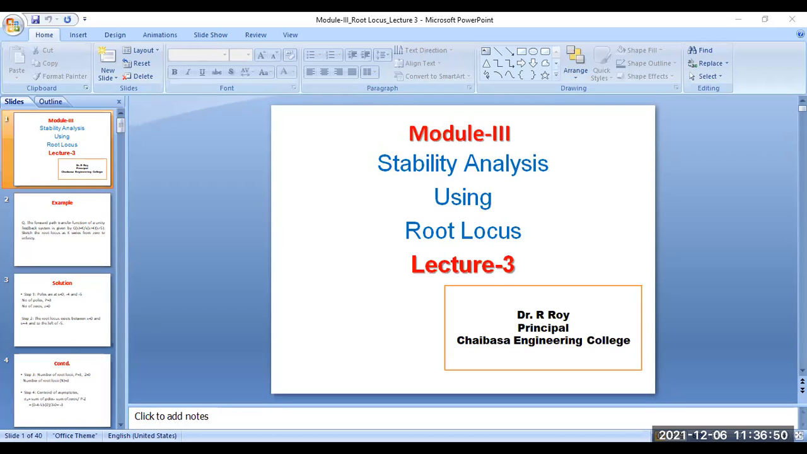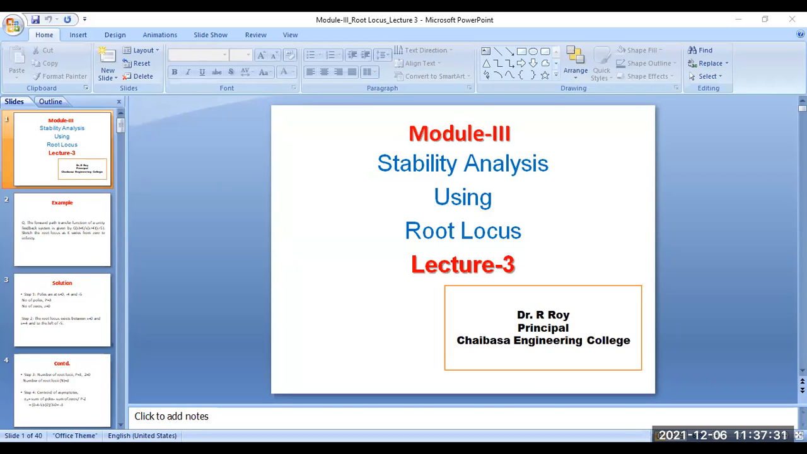So how to draw this root locus? The first step is to calculate how many poles and how many zeros are there in this transfer function. If you see this transfer function, at s = 0 there is a pole. s + 4 = 0, that means s = -4, there is a pole. And s = -5, there is a pole. So there are 3 poles and no zeros. The poles are s = 0, s = -4 and s = -5. So the total number of poles is P = 3, and the total number of zeros is Z = 0.